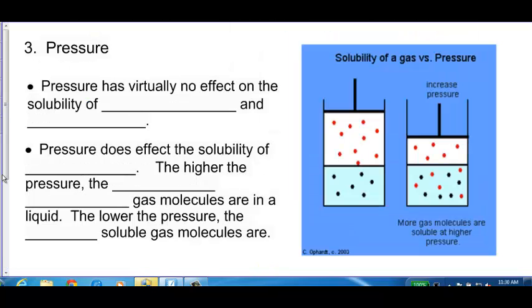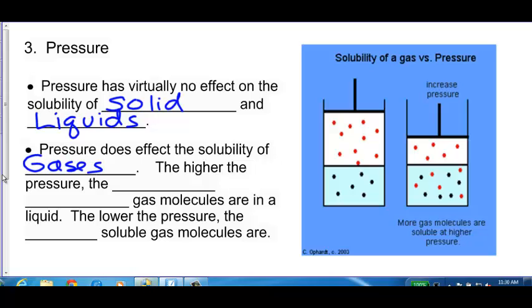Pressure is the final factor that affects solubility. Again, we're talking how much dissolves rather than how quickly something dissolves. We'll talk about speed in another chapter. So really just how much of it can dissolve. And pressure does not affect the solubility of a solid or a liquid. Pressure only affects the solubility of gases.